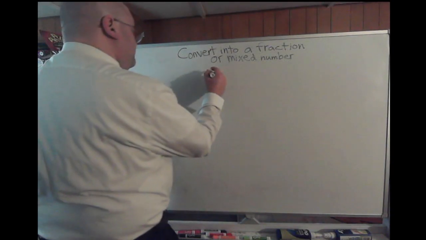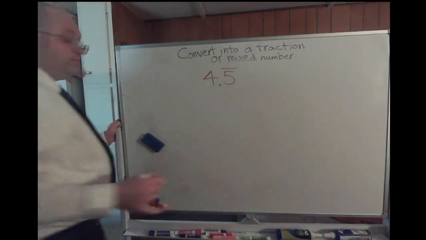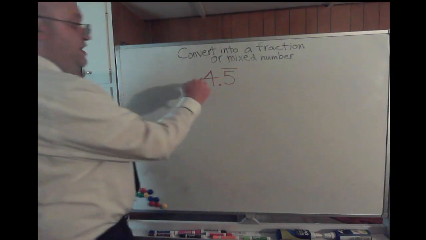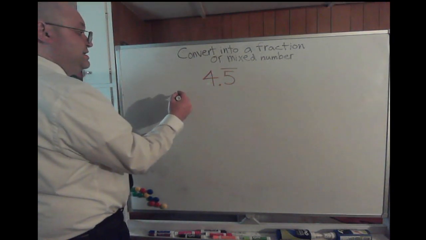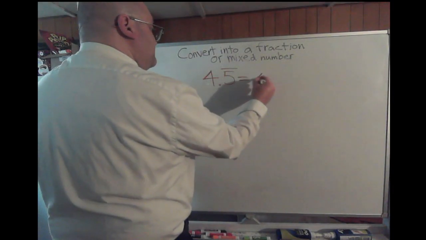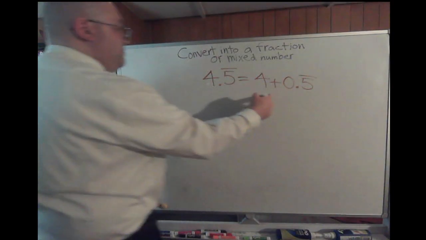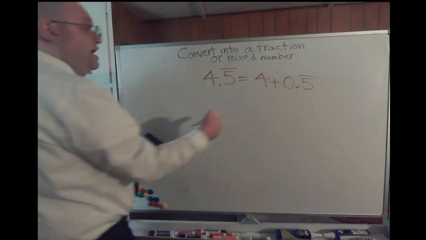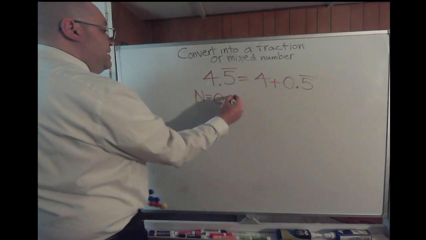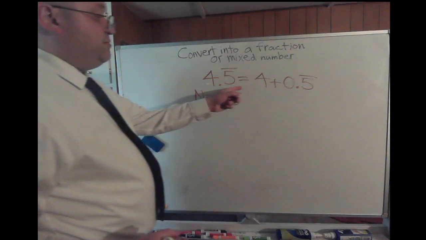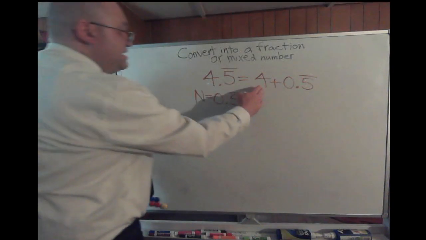Let's say we have 4.5 repeating. If you have any other number than 0 for your whole number, just ignore the whole number for a minute. This is going to be the same as 4 plus 0.5 repeating. So just separate the 4 out for a second. Let n equal your 0.5 repeating. We'll come back to the 4 later.